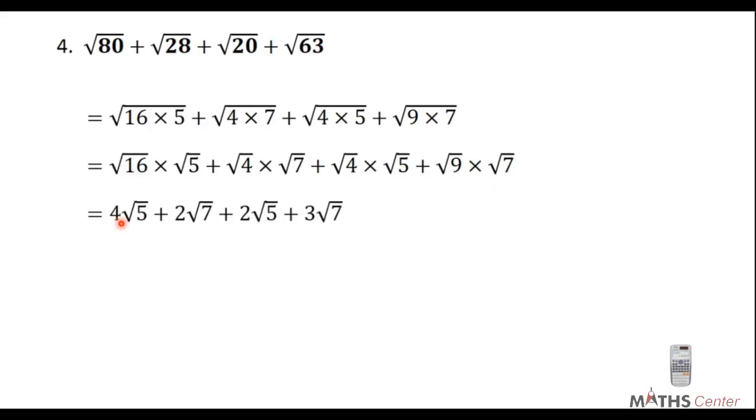This will give us 4 root 5. You simplify this, we get 4 root 5. You simplify this, you get 2 root 7. You simplify this here, you get 2 root 5. And you simplify this here, you get 3 root 7.